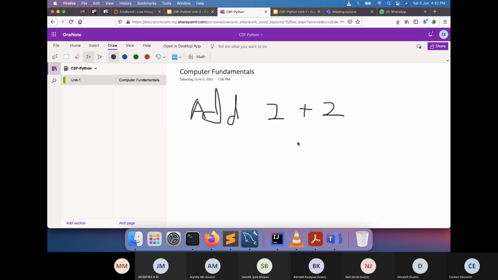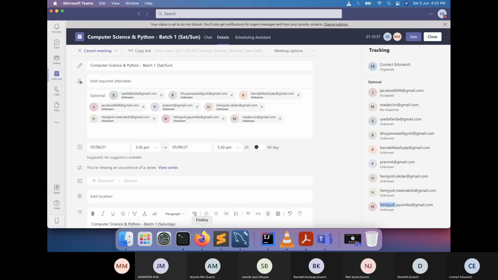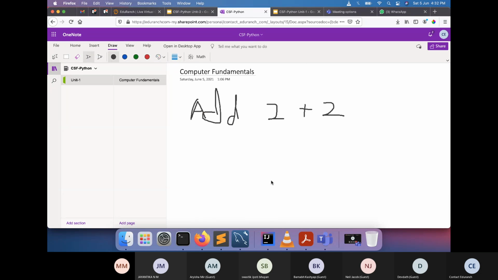It's very important that we understand this, right? So basically, what we do here is convert this instruction of add into, for example, electrical signals. How do we do that? Any guesses? There are multiple things: A, D, space, 2, space, plus, space, 2. How do you convert them into electrical signals? Can anyone explain it in a quick way?